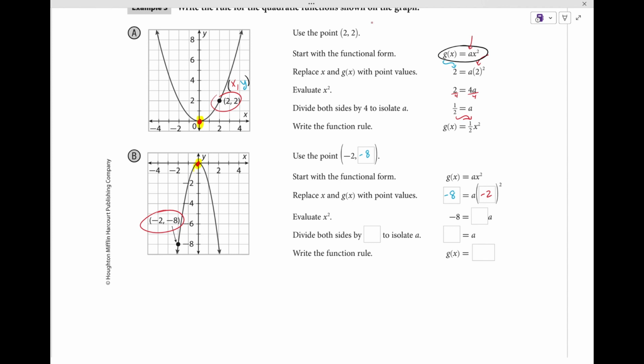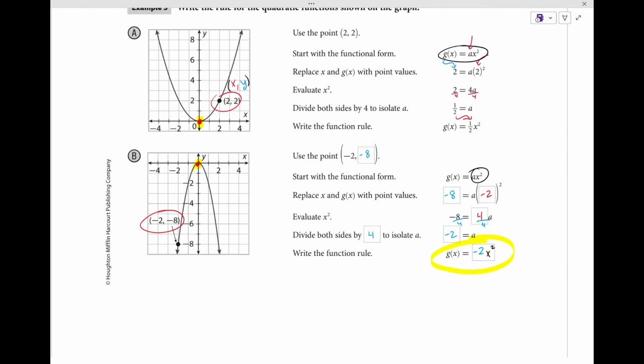So -2 squared is going to be 4. So 4 times a. I want to get rid of that 4, so I'm going to divide both sides by 4. Divide both sides by 4, and I get -2. So a is -2. And our form is a x squared, so my a is -2, giving -2 times x squared. And that's all there is to it.